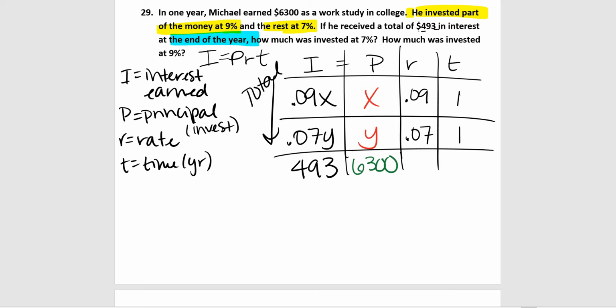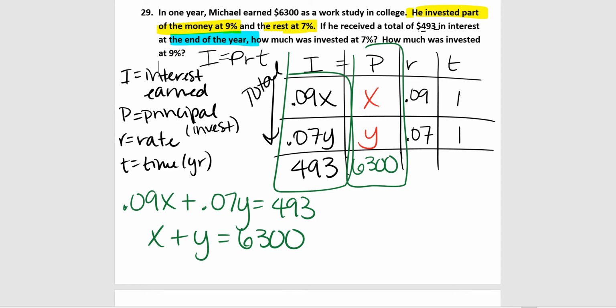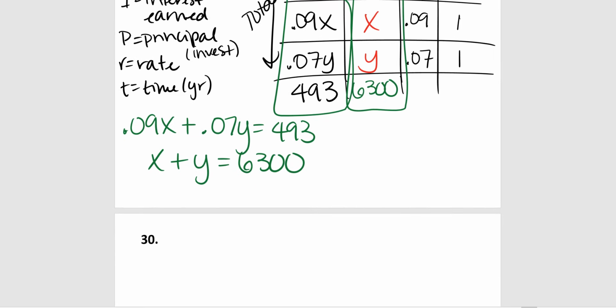So now I've got two equations for my system. The first equation is 0.09x plus 0.07y equals 493. The second one is x plus y equals 6,300. Now I'm going to take this system, ignore the table, and solve. Just to make this fun, I'm going to use elimination. If I want to eliminate my x terms, let's multiply the entire second equation by negative 0.09.